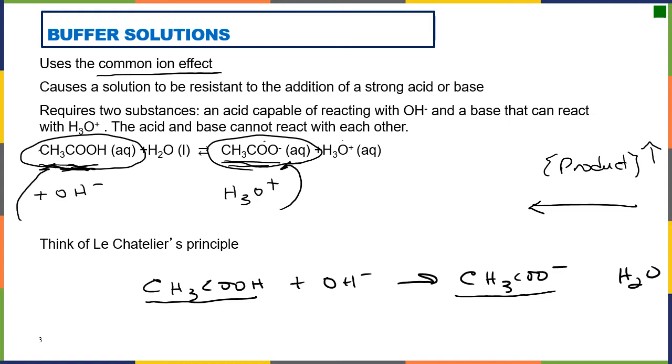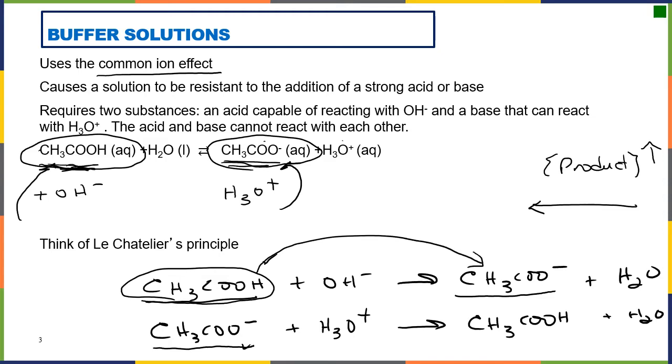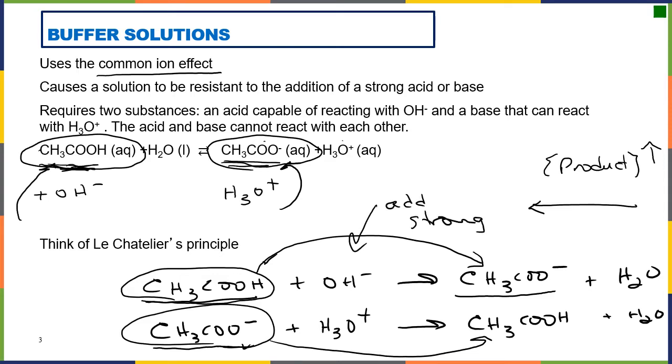If instead I added some strong acid, acids are going to react with bases. Now our buffer has in it both the acid and its conjugate base, the weak acid and the conjugate base. So if I add a strong acid to this, it's going to react with the conjugate base. It is going to make CH3COOH, and it's going to make some water. And so if I take a look at this reaction, I'm going to convert a weak base into its conjugate acid, or a weak acid into its conjugate base if I add something strong. That truly is all that buffers do.